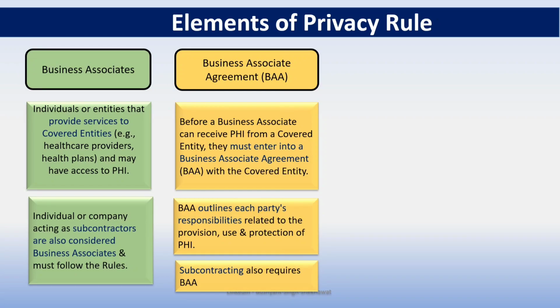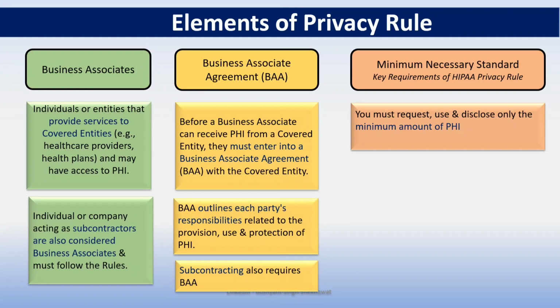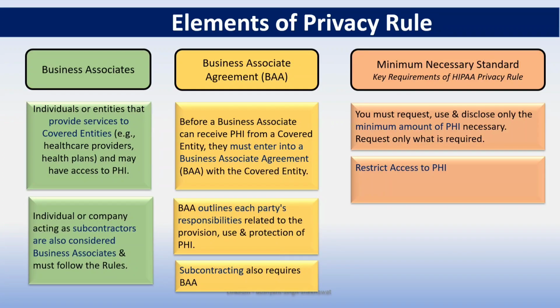Third element is minimum necessary standard. Key requirement of HIPAA privacy rule is you must request, use and disclose only the minimum amount of PHI necessary. So you must only request the minimum amount of PHI which is required. Restrict access to PHI based on individual roles and responsibility, like implementing role-based access control.